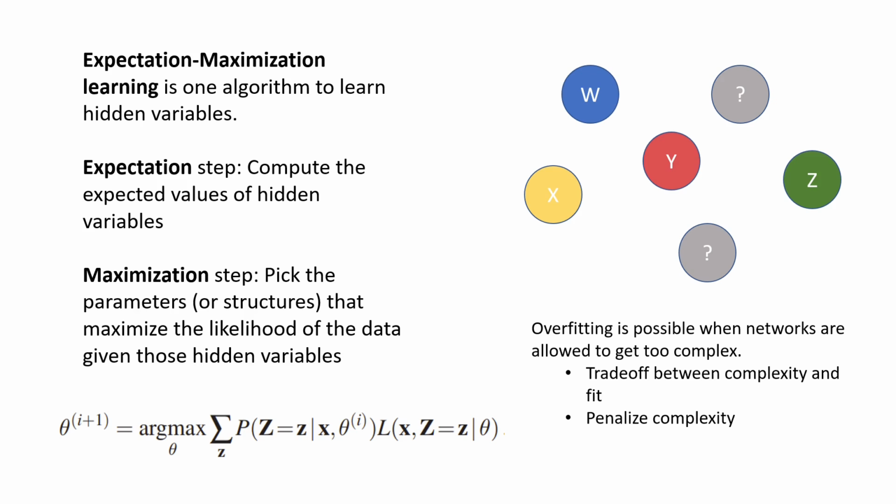Another thing to be careful of when finding and creating structures for data is that they might get too complex. And this is because adding more relationships is probably not going to decrease the likelihood of the data. So we want to avoid adding too many relationships or nodes to the network. So there's a trade-off between complexity and the degree of fit. So most of these algorithms end up adding a penalty for complexity so that the networks end up still having a reasonable number of relationships.